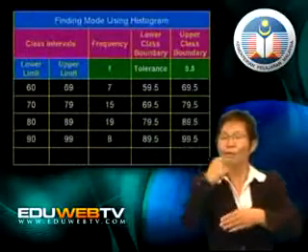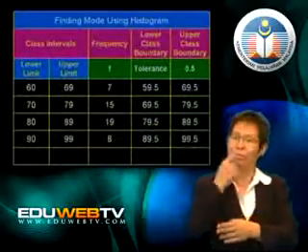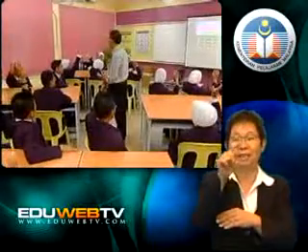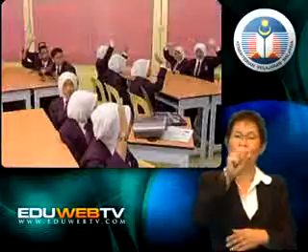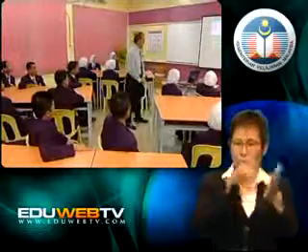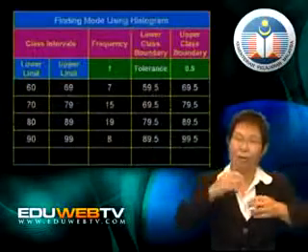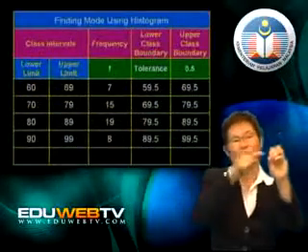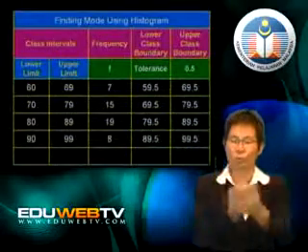Can anyone tell me what is the modal class of the data? Sophia? The modal class is 80 to 89. Is the answer correct? Yes. It shows that many of you score very high, 80 to 89. Very good.